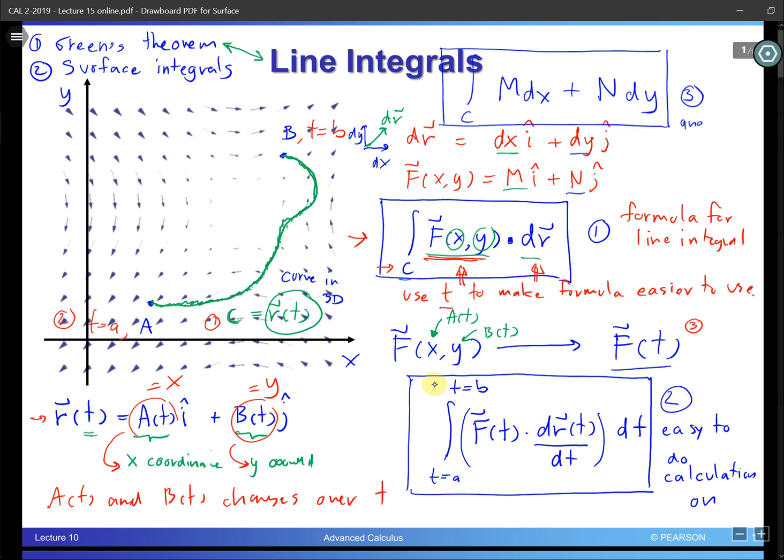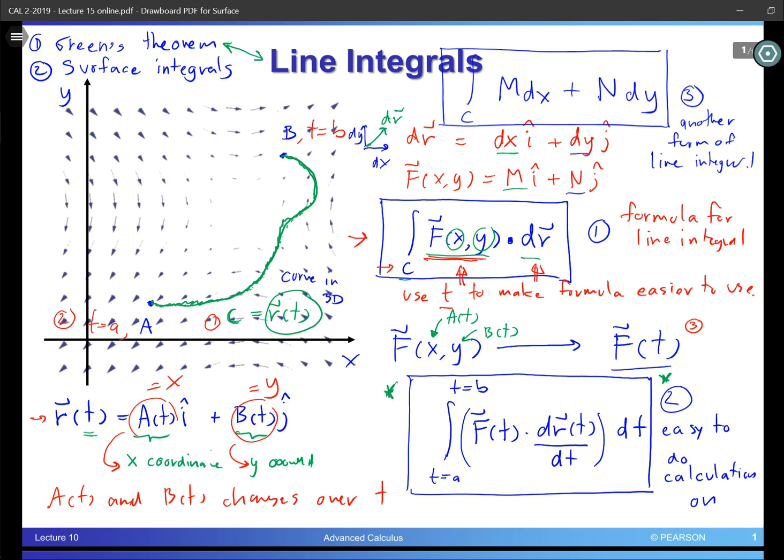Another form of line integral. Just keep in mind that it's the same formula, except that you do some modification, like the steps that I just showed you, and you get a new form. But in terms of calculation, it always comes to form number 2. Okay, so that is what we did before.